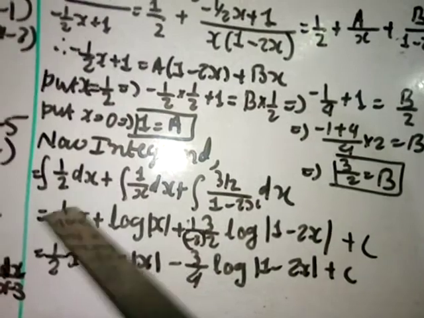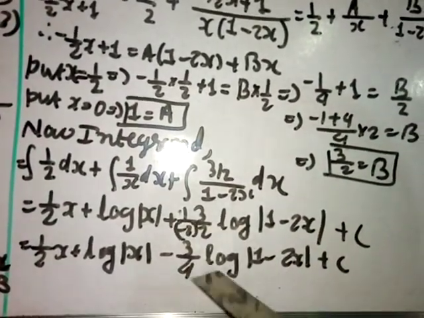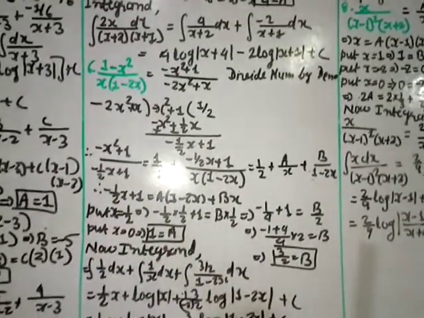Okay, plus c, then this will come x by 2 plus log x minus, this minus comes here, 3 by 4 log 1 minus 2x plus c. That is the answer for question number 6.